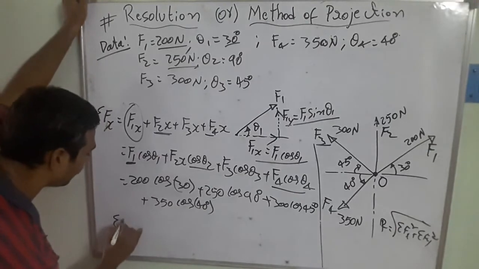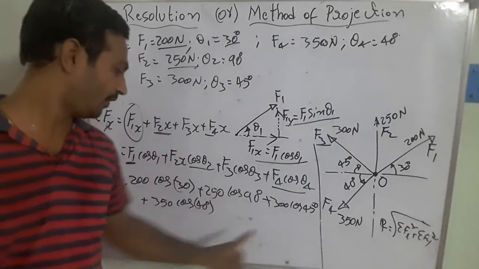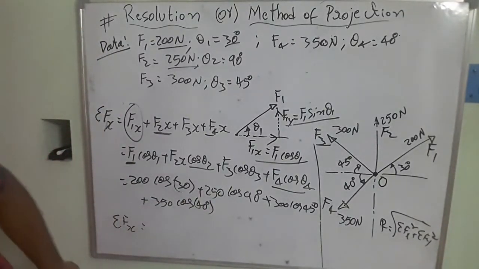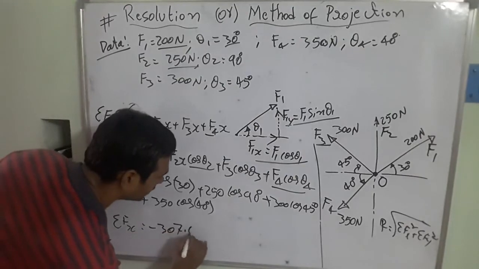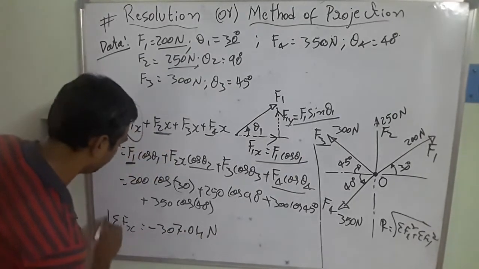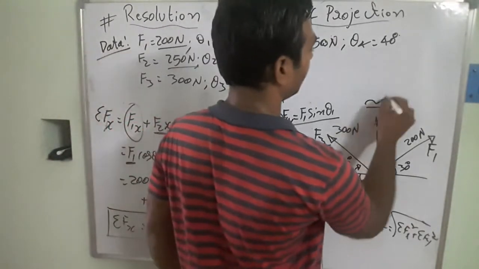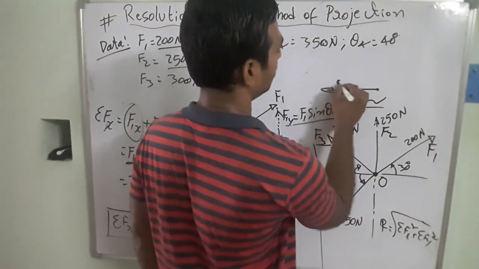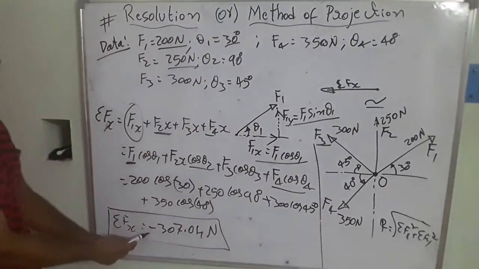If I simplify this equation with cos 30, cos 90, cos 45 substituted, the summation of all these forces acting in the horizontal is equal to minus 307.04 newtons. This is the force in the horizontal component. This is the summation of F of x, and because we got a negative value, it is moving towards this side.